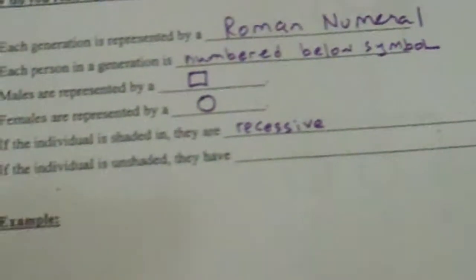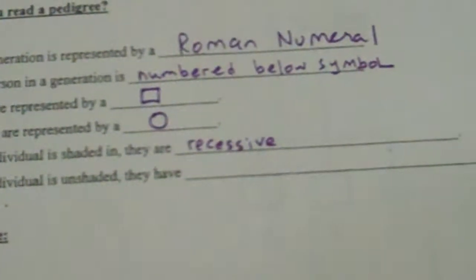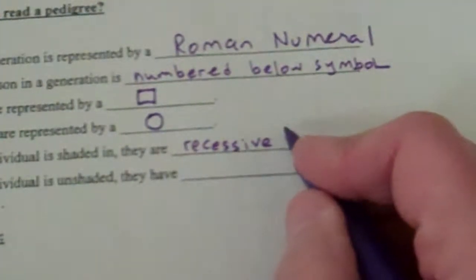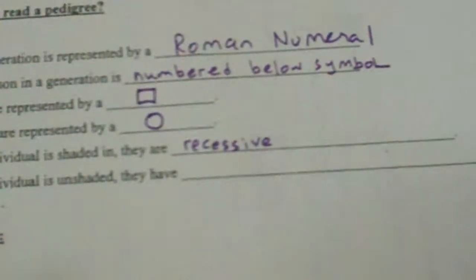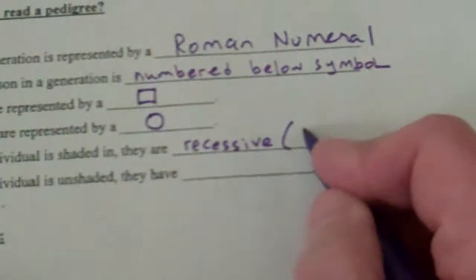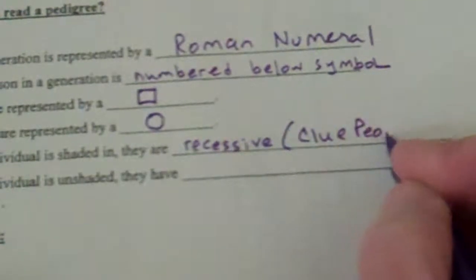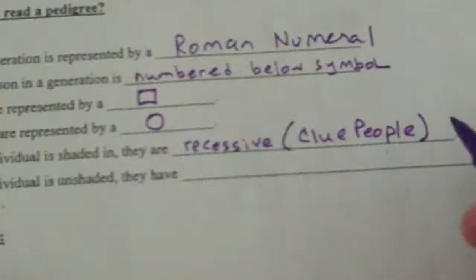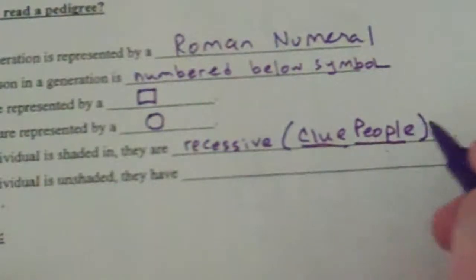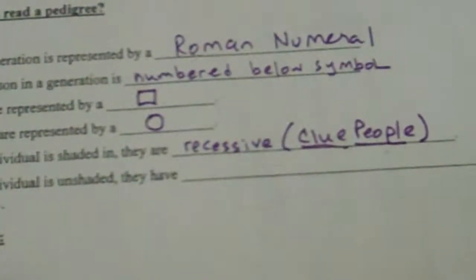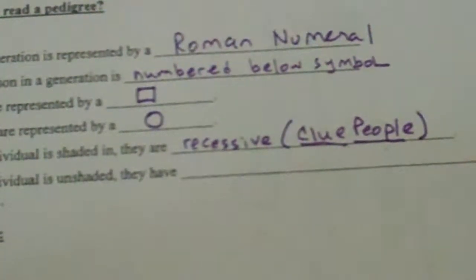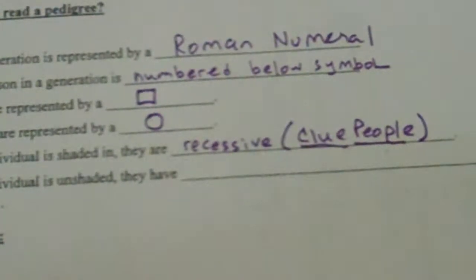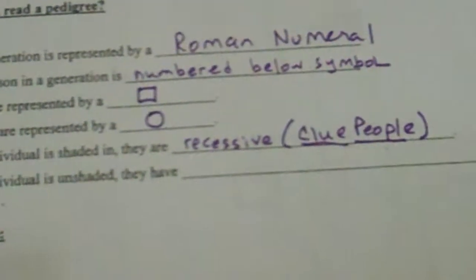Now those are your most valuable people in a pedigree because they give you clues to what the genotypes are of people around them. So I'm going to call them your clue people or animals, whatever you're dealing with. It's really important to pay close attention to these people because recessive means you've got two recessive alleles for a trait, one from your mom, one from your dad. It means we know both of your letters.